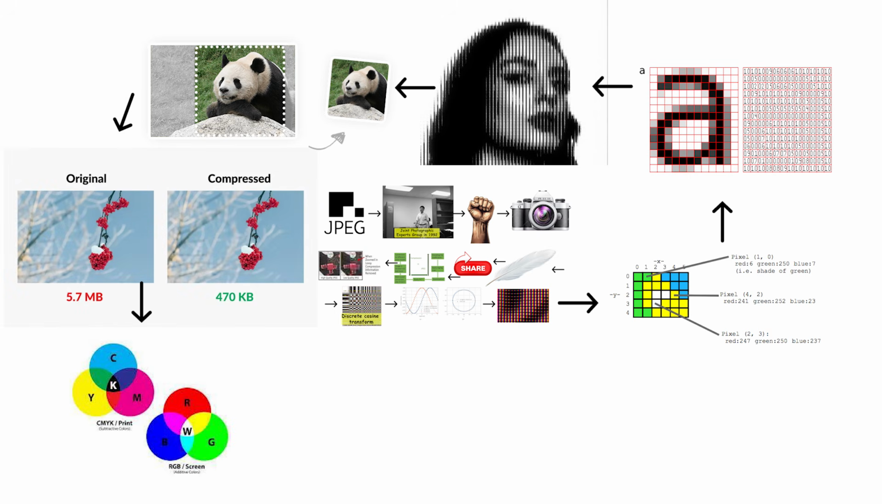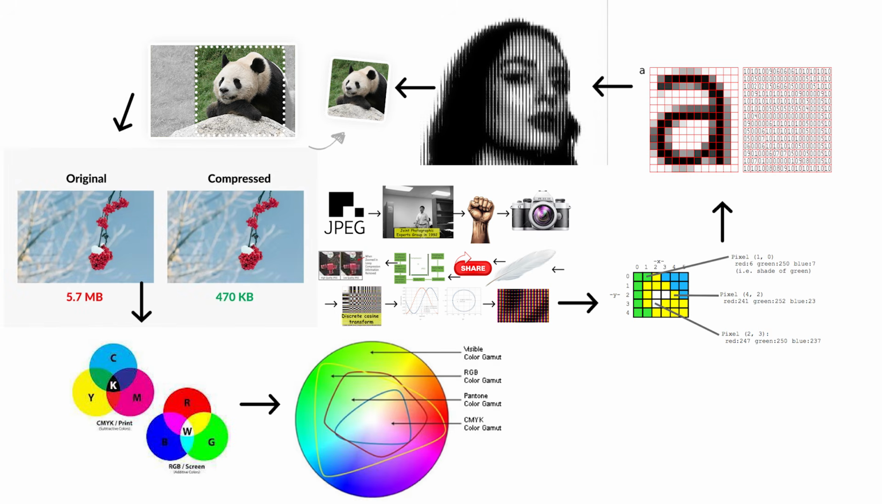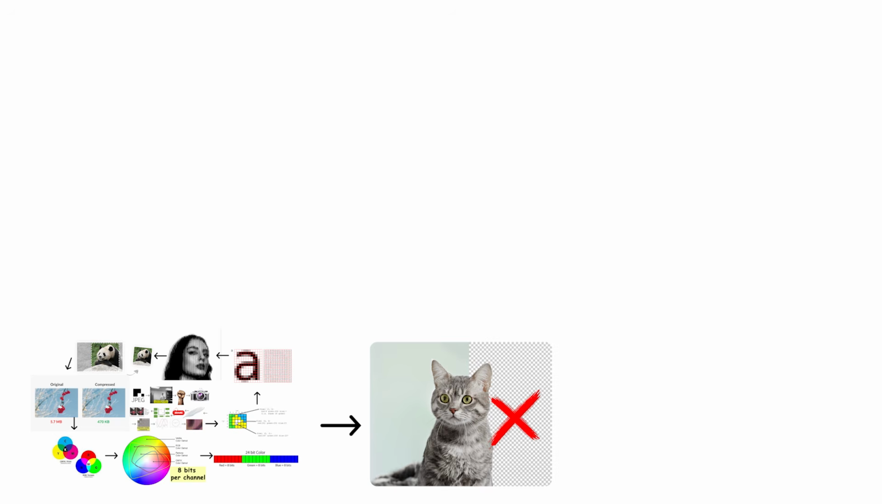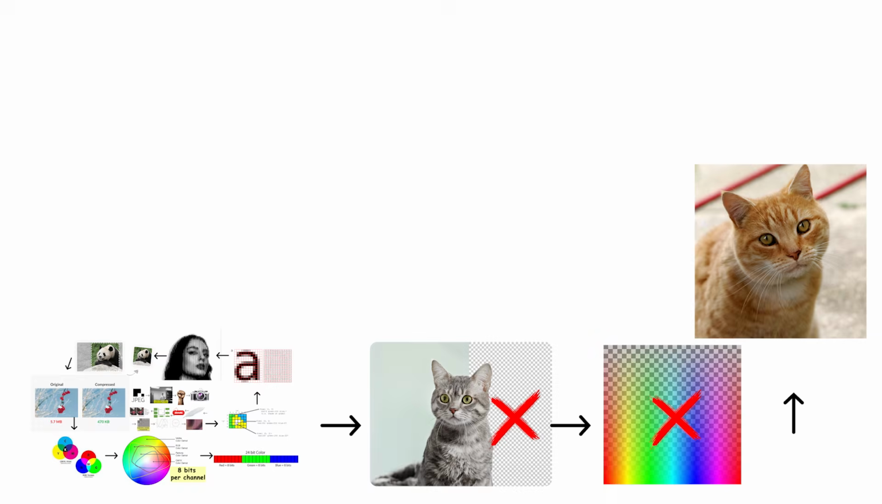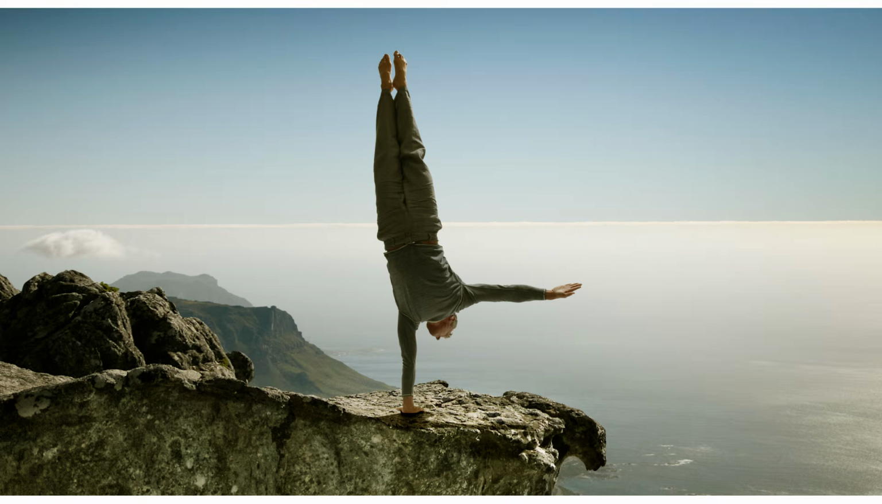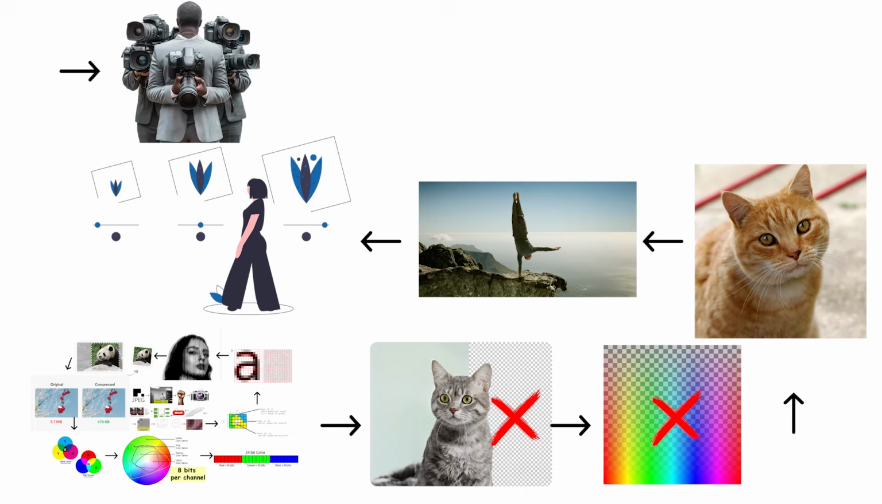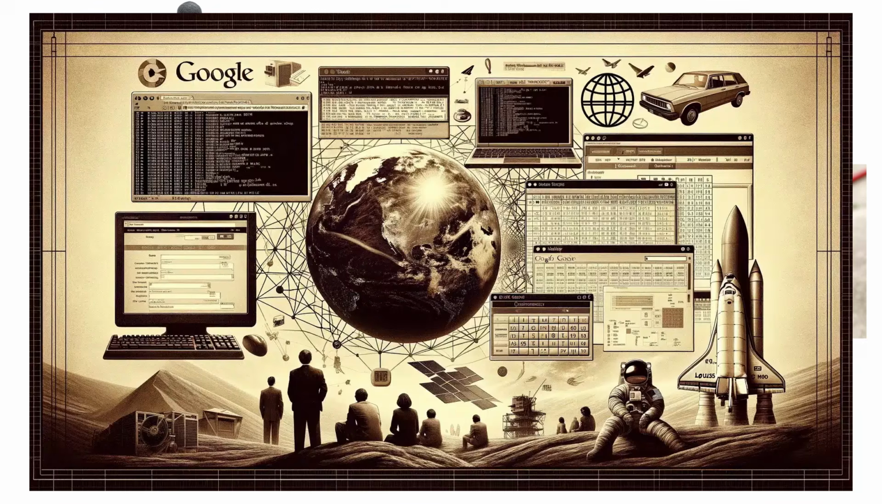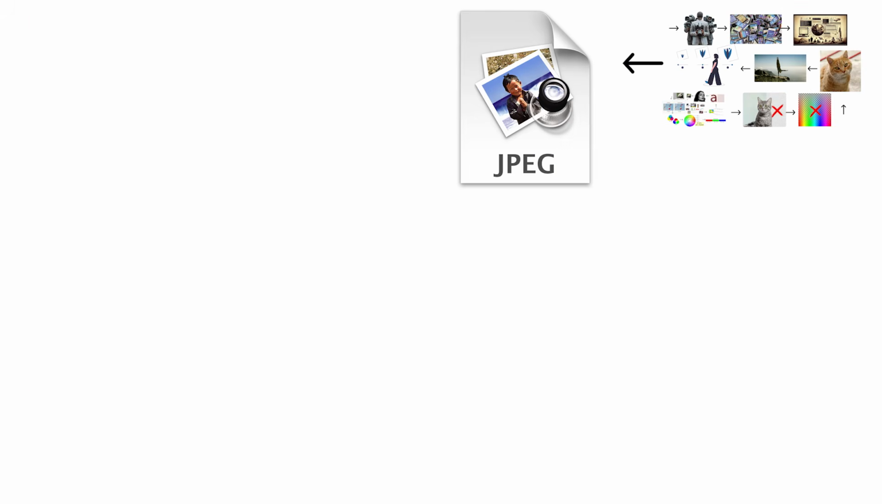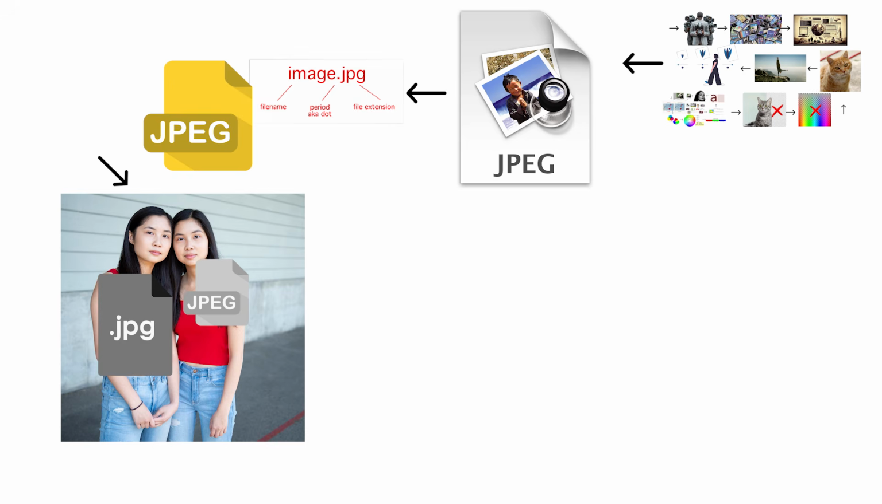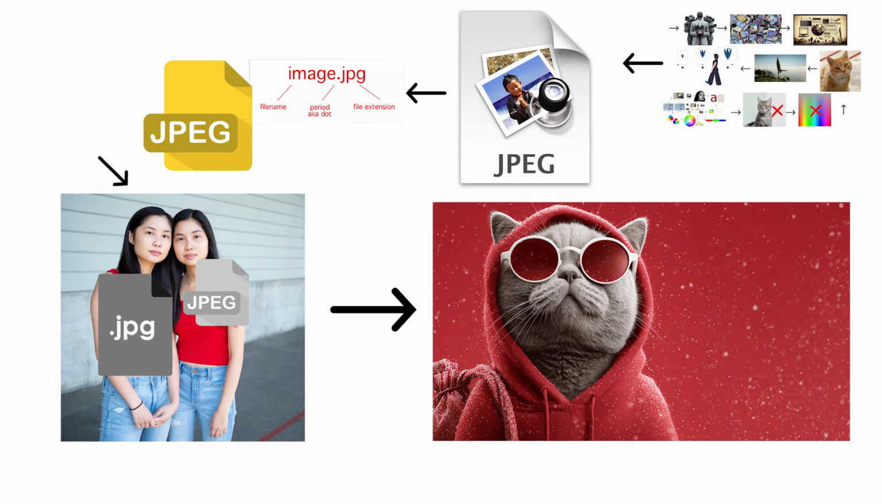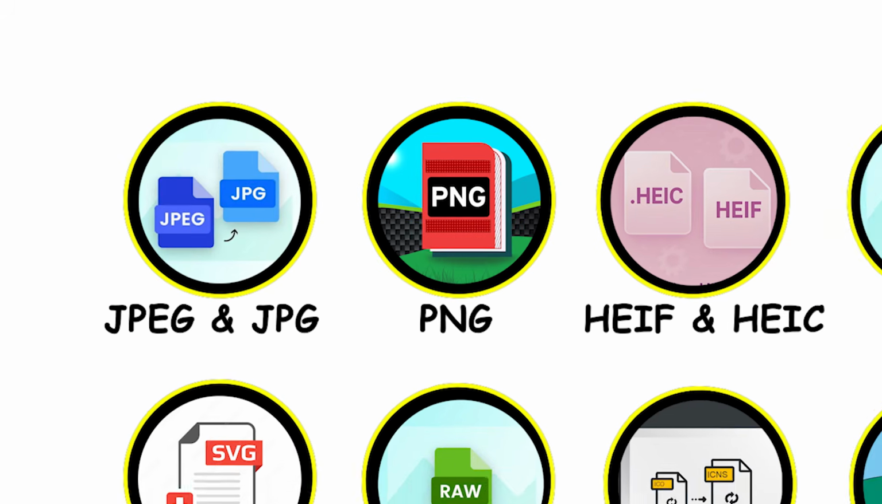JPEG supports RGB and CMYK color spaces with 8 bits per channel, delivering 24-bit color. No transparency support, no alpha channels. JPEG became universal because it struck the perfect balance. Photographs compressed to manageable sizes while still looking good. Almost every camera, phone, and piece of software on Earth can read and write JPEG files. The file extension can be .jpg or .jpeg. They're identical, just different naming conventions from old operating system limitations.